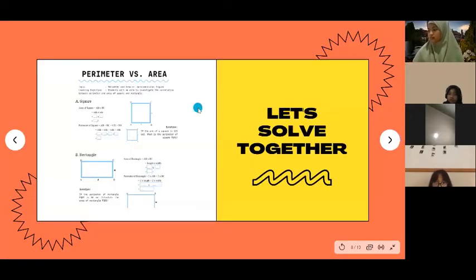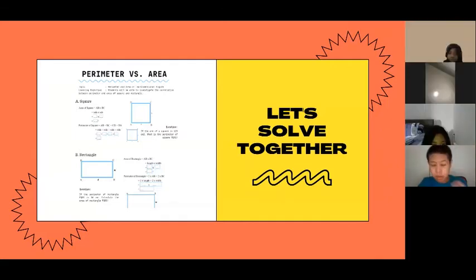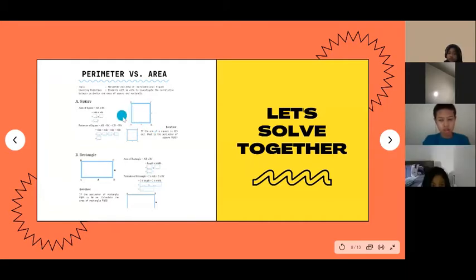Perimeter is the distance around the two-dimensional shape. You can add up all of the sides, such as in a square. You only have to add AB to BC to CD and DA. And how about a rectangle? You can do the same thing.